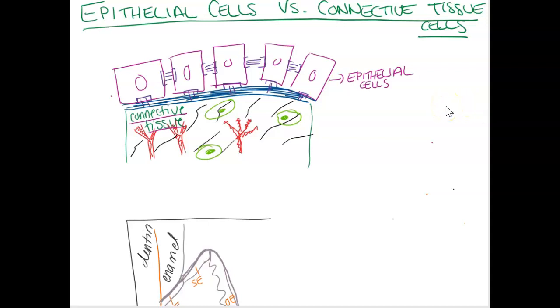So in this video, I want to talk about the difference between the epithelial cells versus connective tissue cells. In the last video, we looked at the breakdown between epithelial cells and connective tissue cells. Let's just recap. Epithelial cells are in the first layer. Then we have connective tissue, okay? Connective tissue. I'm just going to write this down.